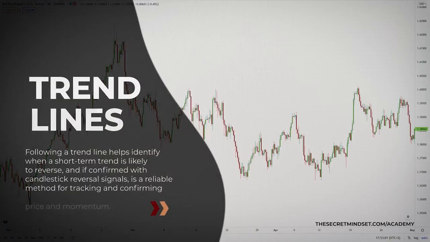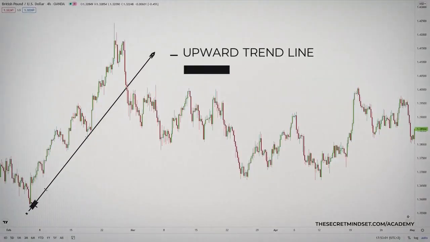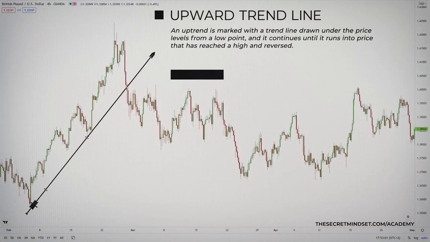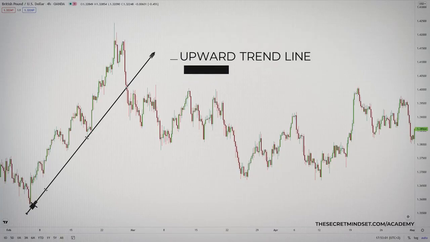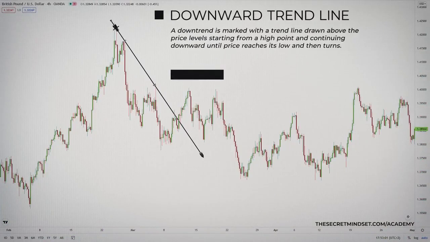Following a trend line helps identify when a short-term trend is likely to reverse, and if confirmed with candlestick reversal signals, it's a reliable method for tracking and confirming price and momentum. An uptrend is marked with a trend line drawn under the price levels from a low point, and it continues until it runs into price that has reached a high and reversed. A downtrend is marked with a line drawn above the price levels, starting from a high point and continuing downward until price reaches its low and then turns. Confirmation comes in many forms and is applied to short-term or immediate trends, trading ranges, and momentum.